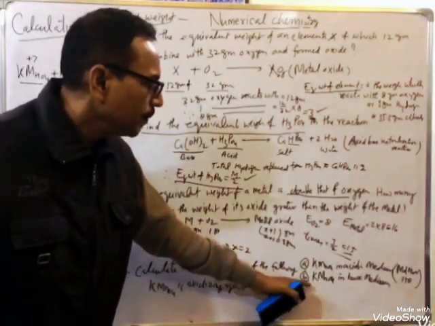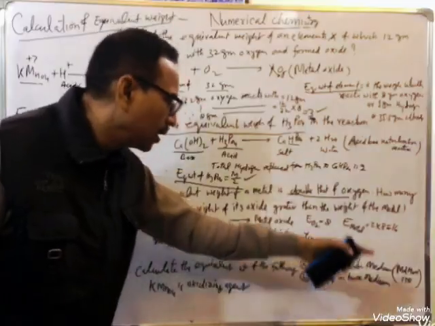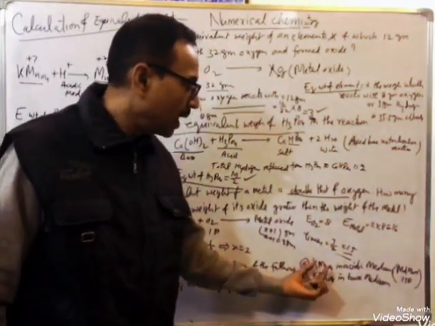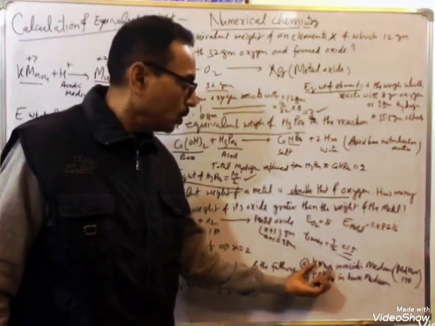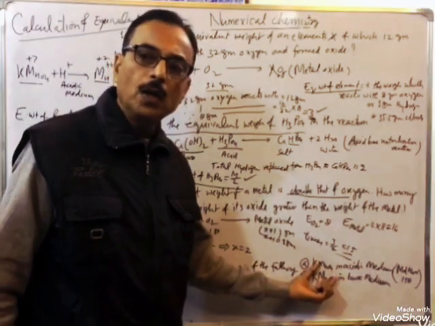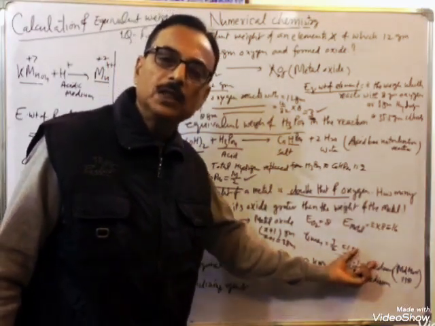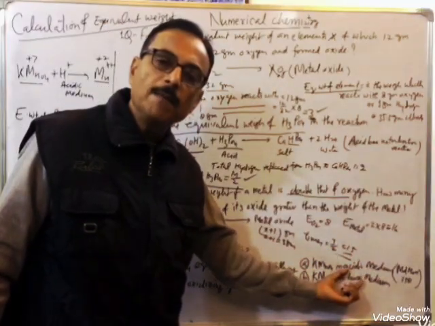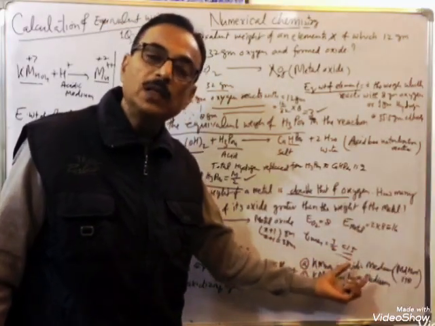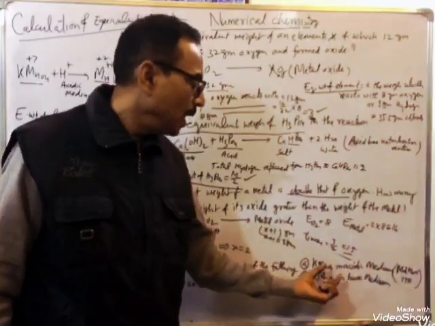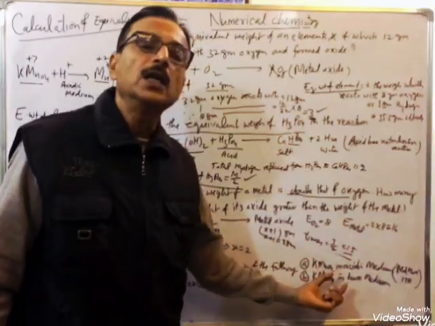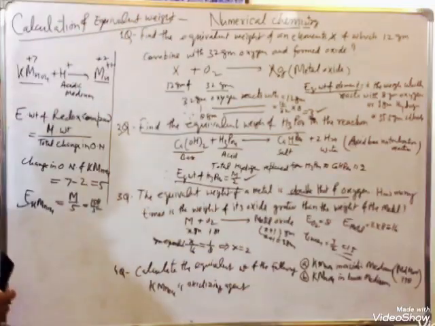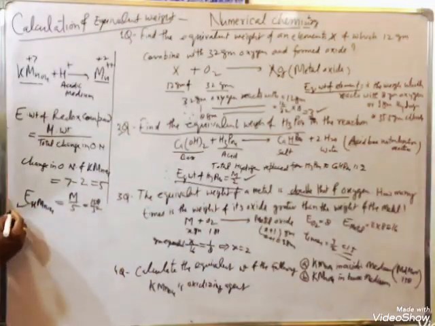And B is KMnO4 in basic medium. So you must know the reaction mechanism of the oxidizing agent KMnO4, how it reacts in presence of H+ ion and how it reacts in presence of basic ion. You must remember the equations. Here there is no information about the product which will form, so I will tell you. This is clear.